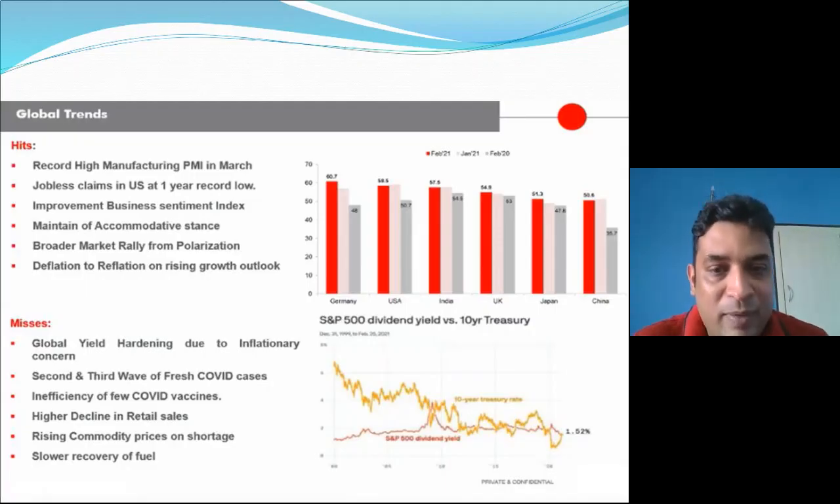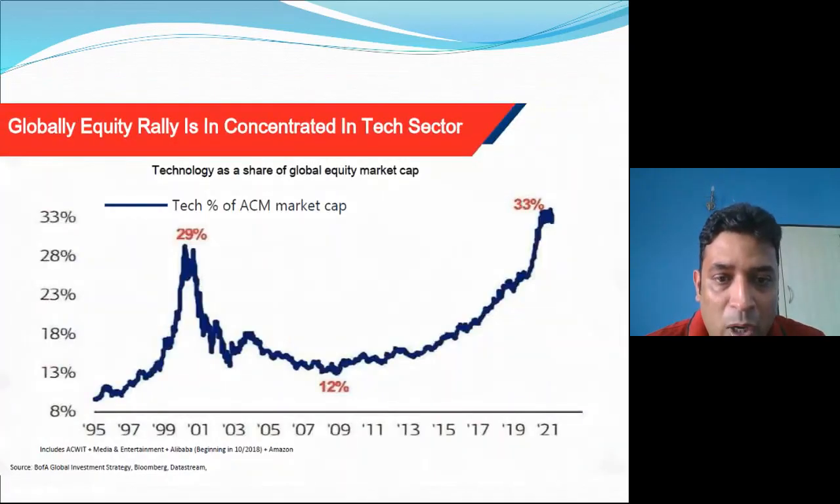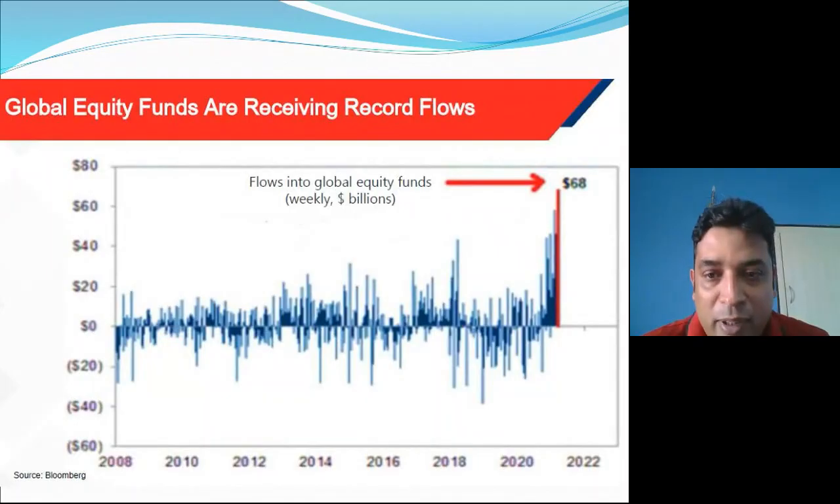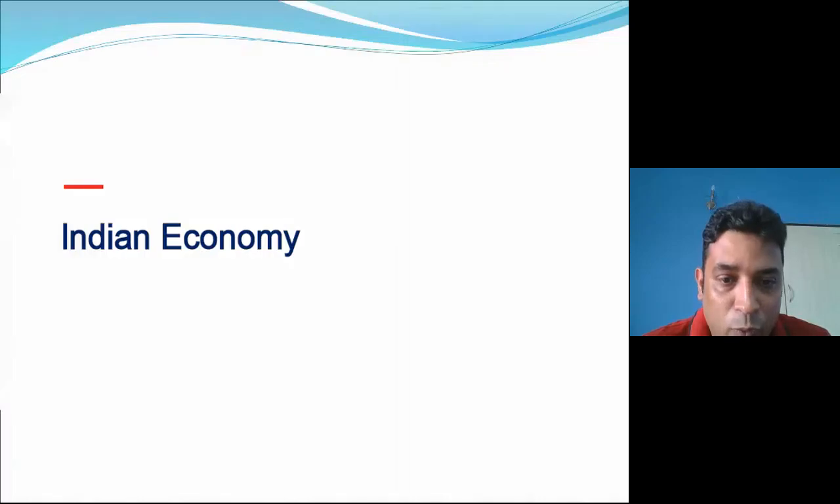And over the years, we have seen that the equity market has performed tremendously, and that is one of the main reasons why global investors have invested so much in equity. The data also suggests, if you see the data here, that global equity funds are receiving record flows. This data is from 2008 onwards to 2021, and we have phenomenal global inflow in the equity market. Now, moving ahead, we talk about the Indian economy.